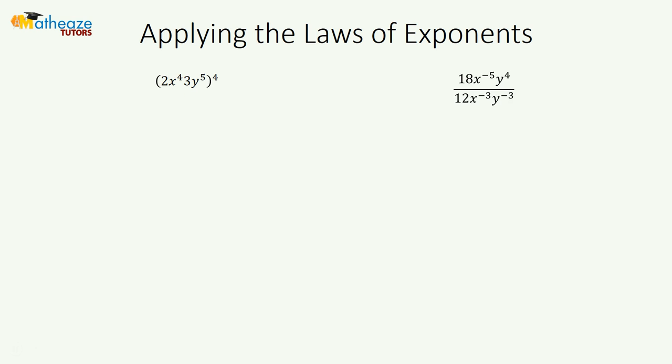Now let's look at this problem. We have 2x to the fourth power, 3y to the fifth power, all in parentheses, raised to the power of 4. So what that means is we have 2 to the power of 4, x to the power of 4 to the power of 4, 3 to the power of 4, and y to the power of 5, all to the power of 4. So 2 to the power of 4 is 16. x to the power of 4 to the power of 4 is x to the power of 4 multiplied by 4, that is 16. 3 to the power of 4 is 81, and y fifth to the power of 4 is y to the power of 20. So that's how you deal with that.